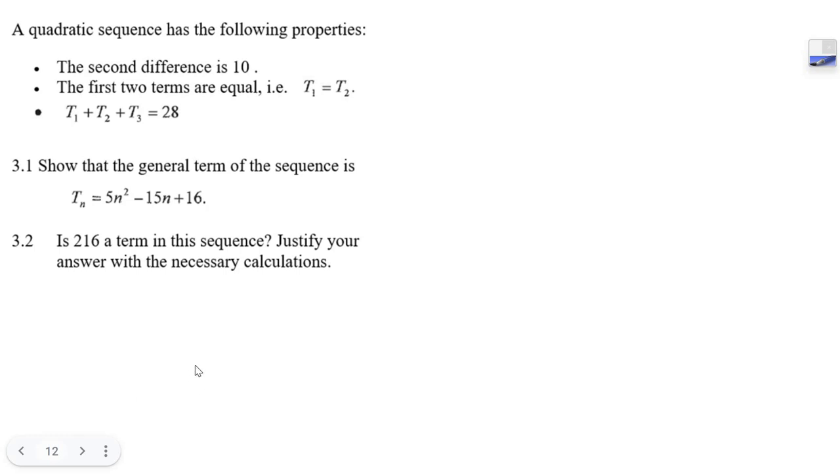Okay, this question, there's parts of it that are really challenging, and parts, if you just calm down and look at it and think about it, that aren't so hard at all. Well, let's try it. It's a quadratic sequence. It's got the following properties. The second difference is 10. Well, that's the one that goes constant, right?